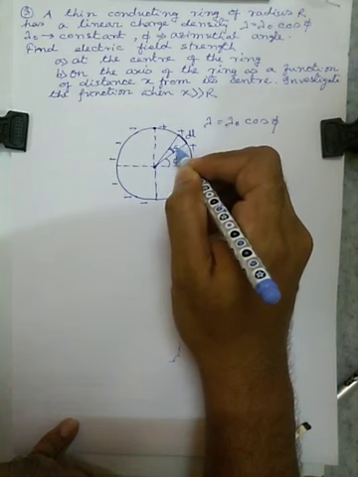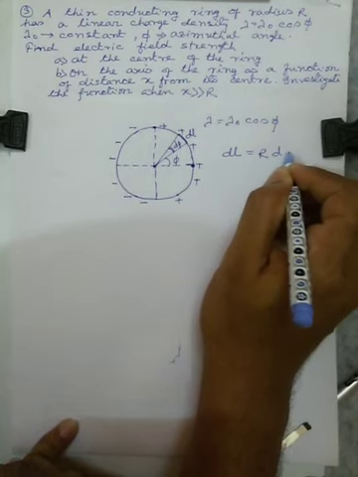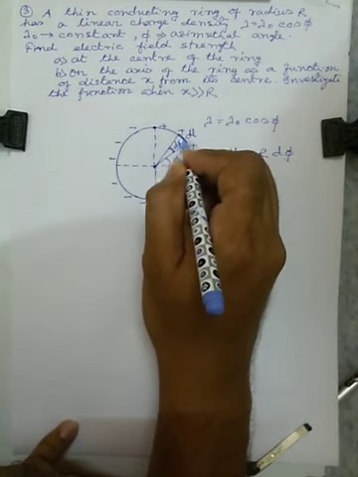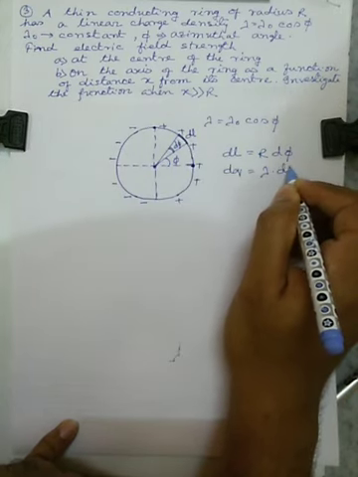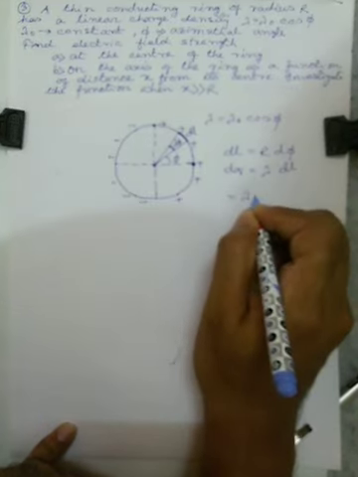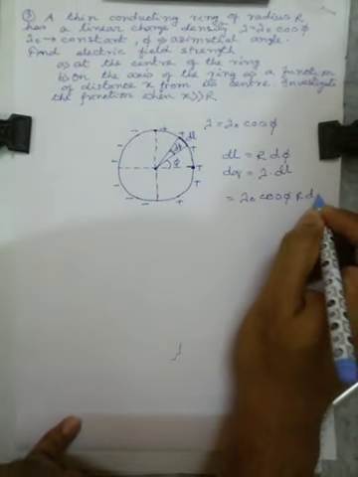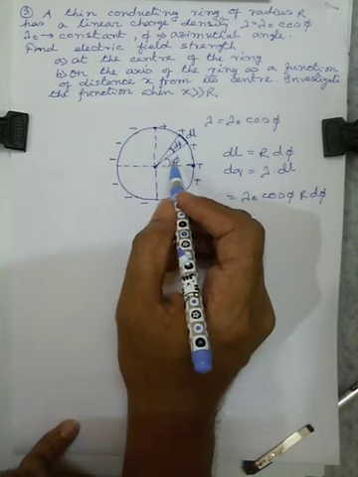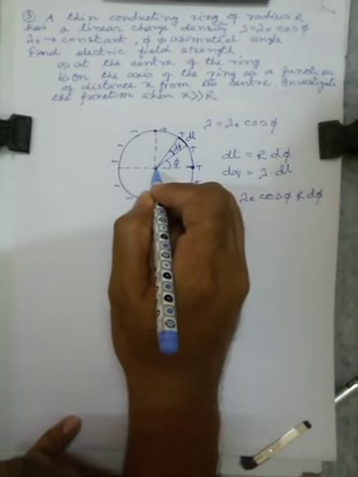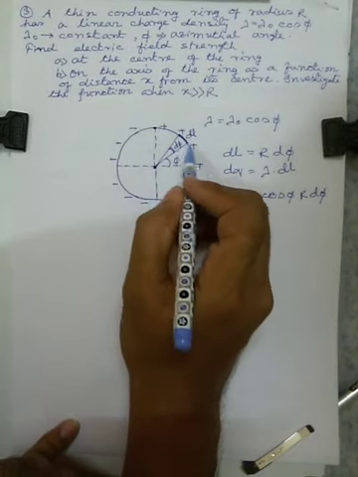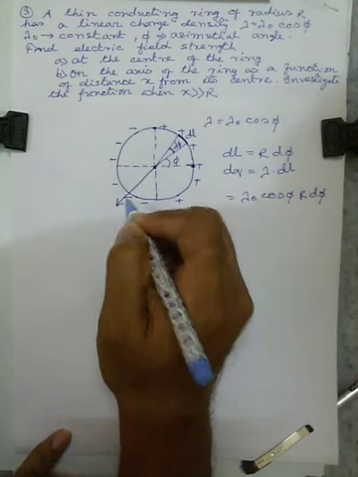If this angle is d phi, then we can write dl is equal to r d phi, and the charge in this part, dq, will be lambda, that is charge per unit length, into dl, that is lambda naught cos phi, putting the value of lambda, into r d phi. Now to find the electric field at the center, first of all find the electric field at the center due to this charge dq. This is a positively charged part, therefore the electric field will be directed away from the charge.